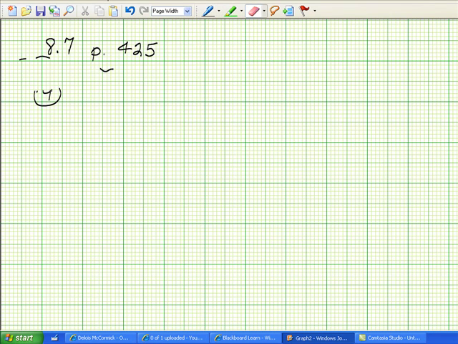Let's take a look at some sample problems from section 8.7 where we're solving linear systems of equations. And we're going to begin with number 9 on page 425 in our textbook. And in exercises 9 through 12, we're to match the system with the correct graph in A through D. So just number all of these.